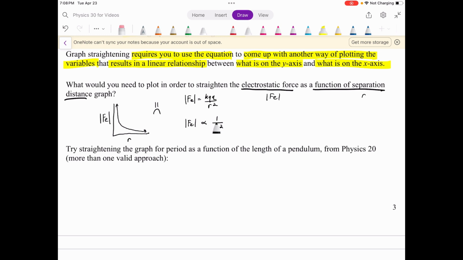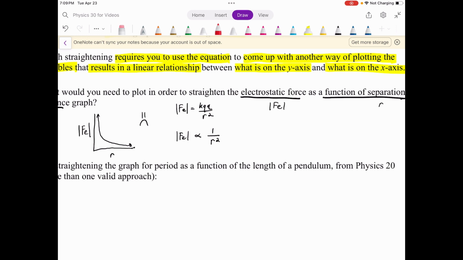If I take 1 over R squared and I multiply it by 2, I double the electrostatic force. If I take 1 over R squared and I multiply it by 1/2, I multiply the electrostatic force by 1/2. And so that's the key there. Thinking about what we could put on our y and our x axis. Because remember, R is just a measurement. It's just a number. We could take it, square it, and then do 1 over that number and make those the numbers we put on our x axis, right?